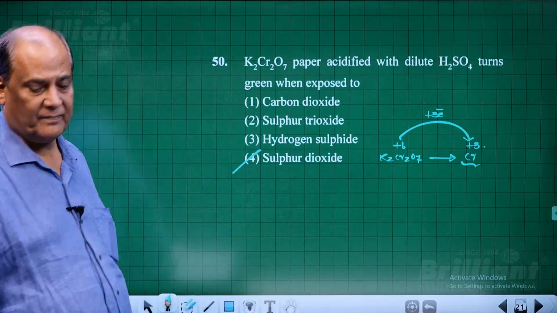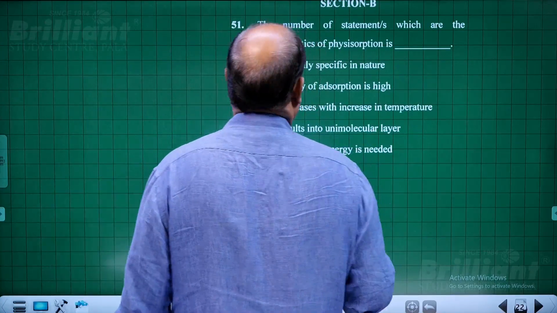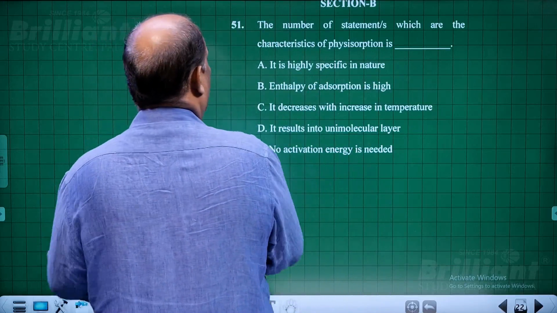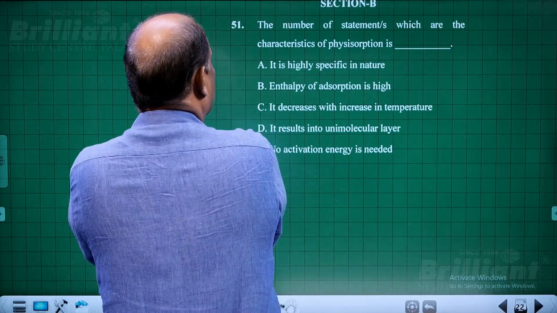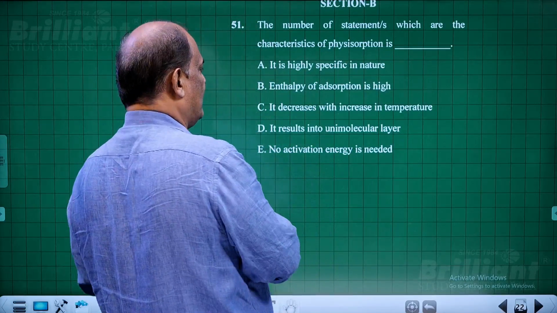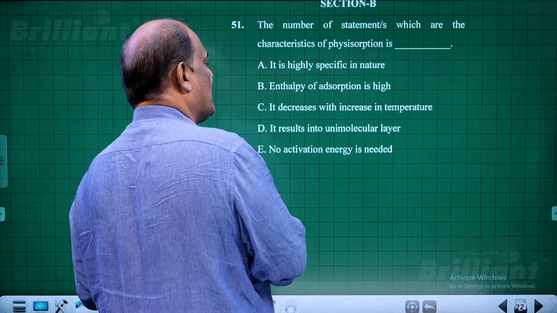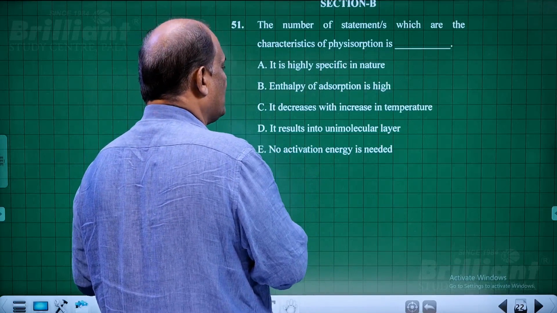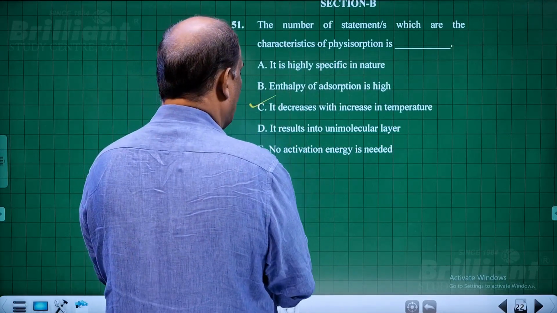A direct question. The number of statements which are characteristics of physisorption is: it is highly specific in nature. It is not highly specific, it is non-specific in nature. Enthalpy of adsorption is high. Enthalpy of adsorption is low. It decreases with increase in temperature. This is correct only. It results in unimolecular.